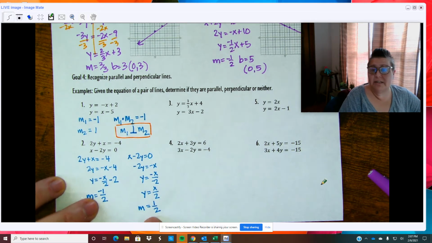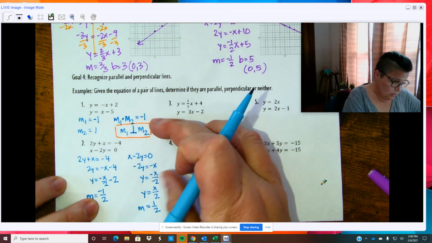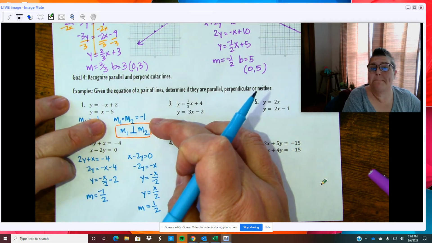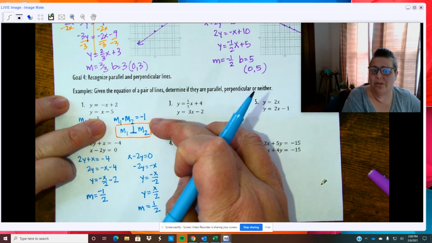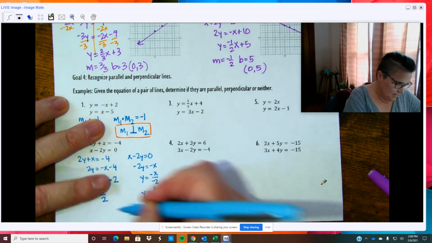These two are the same, but one is positive and one is negative. Since they're not exactly the same, they can't be parallel. If they were both negative or both positive, we would say parallel. One positive, one negative means nothing. Now, if I multiply them together, do I get a negative 1? Well, 1/2 times 1/2 is 1/4. So I'm not going to get a negative 1. This is neither.